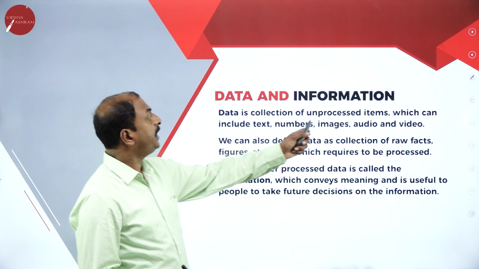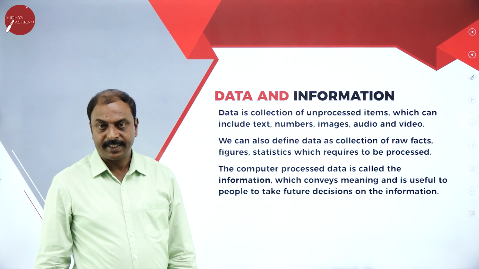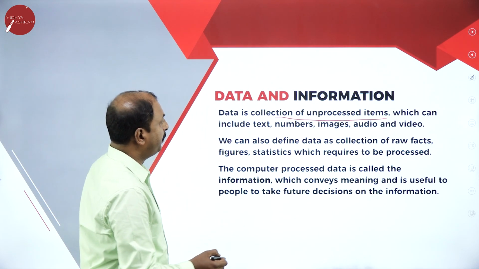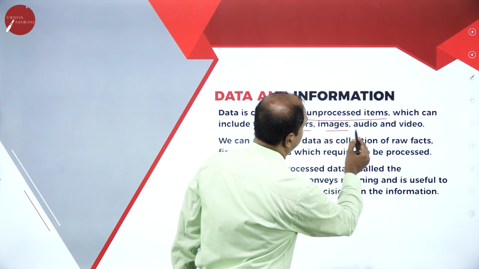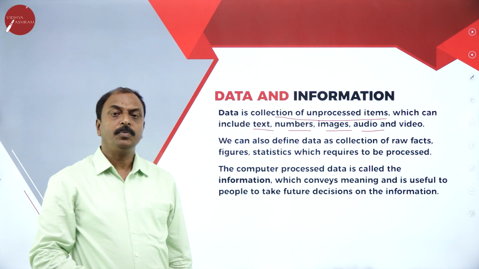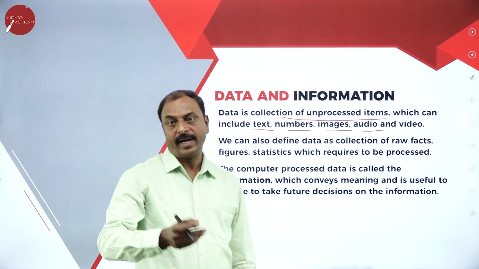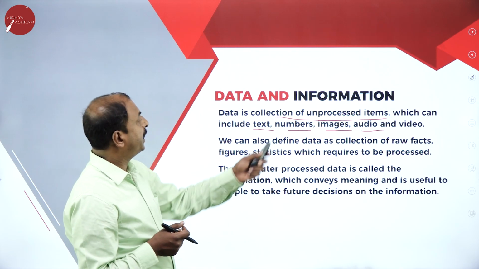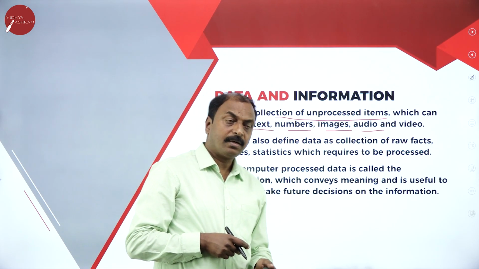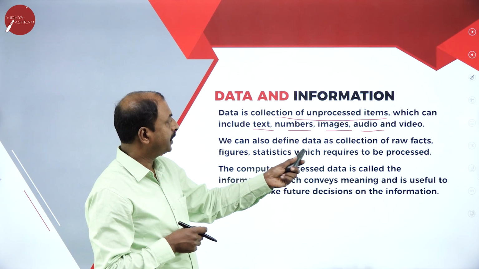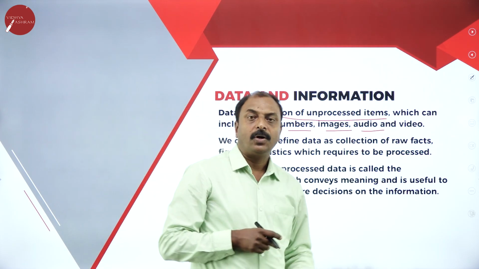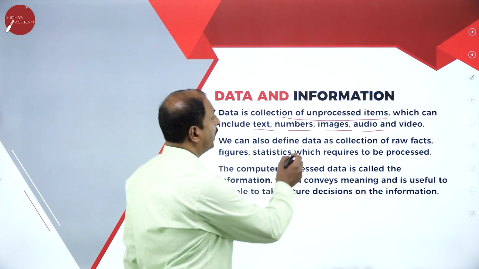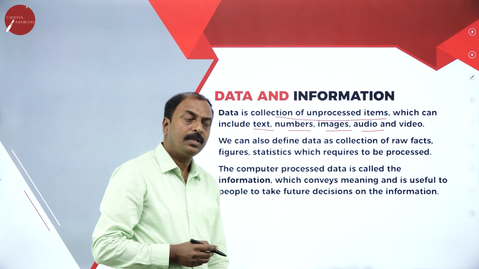This is data and information. What is data? Data is a collection of unprocessed items, which can include text, numbers, images, audio and video. What do you mean by data? Data is nothing but raw facts, or we can say before processing it is nothing but data. We can have different types of data. Data can be text, numbers, images, audio and video. All these are examples of data.